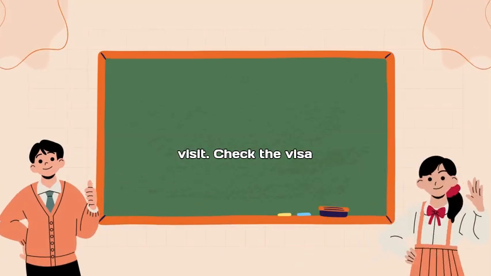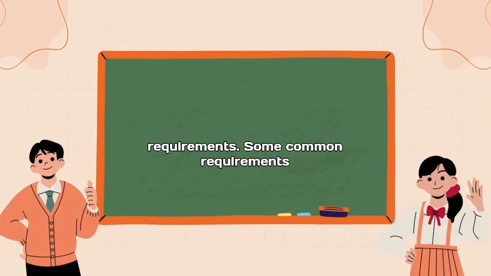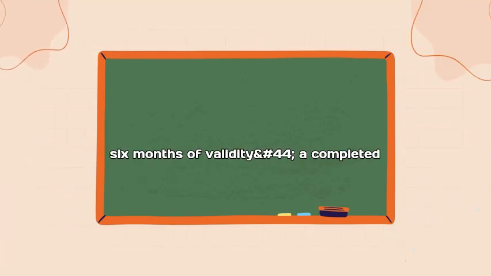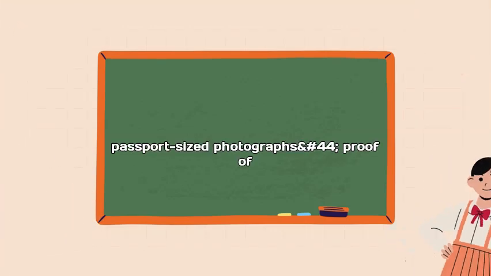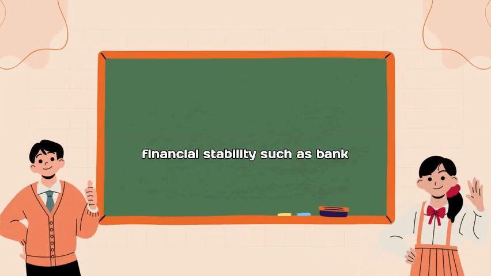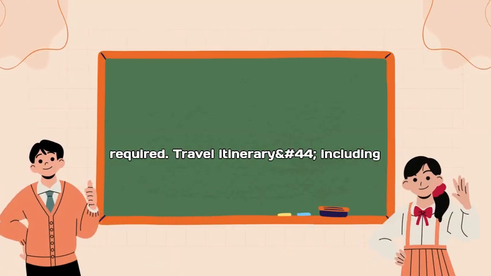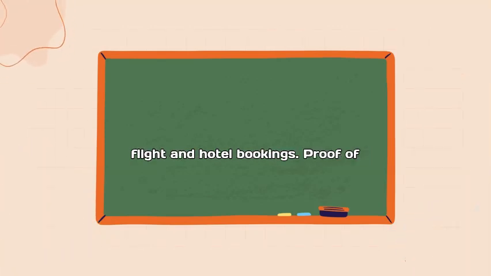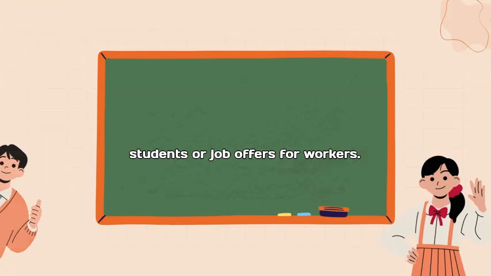2. Check the visa requirements. Each country has specific requirements. Some common requirements include a valid passport with at least 6 months of validity, a completed visa application form, recent passport-sized photographs, proof of financial stability such as bank statements, a letter of invitation if required, travel itinerary including flight and hotel bookings, proof of purpose such as admission letters for students or job offers for workers.